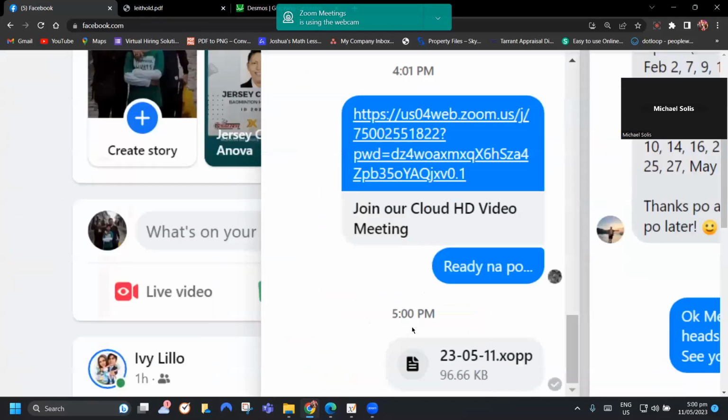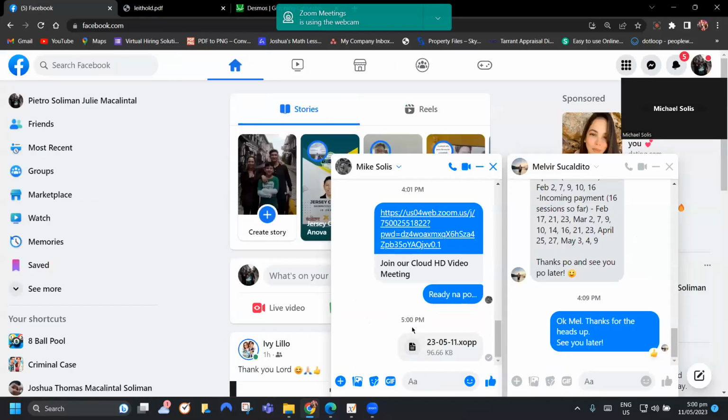Yung file. Kasi gusto kong pakita yung editing process. Okay, so buksan ko lang. Save link as. And then Joshua. Okay. And then share ko yung screen ko.